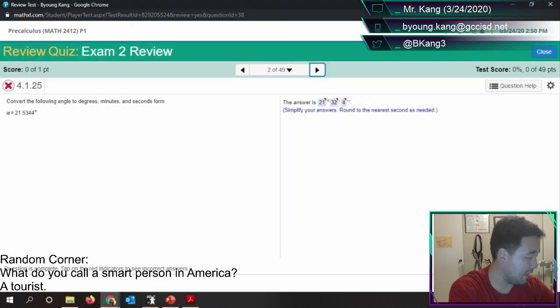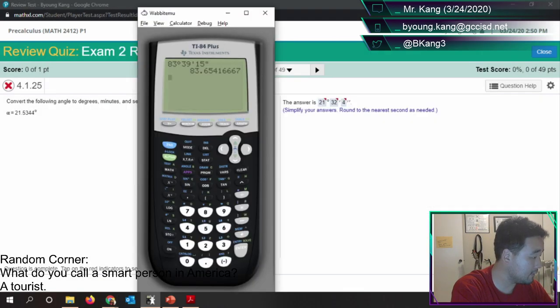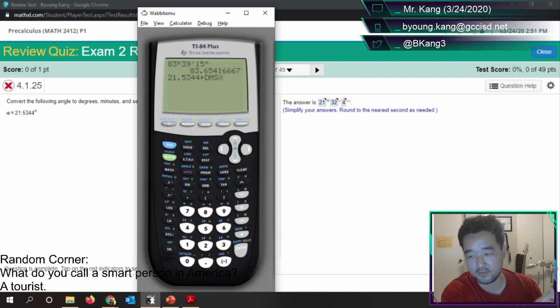The next problem is going to ask you to go the other way around. So 21.5344. And then option 4 says convert to DMS.